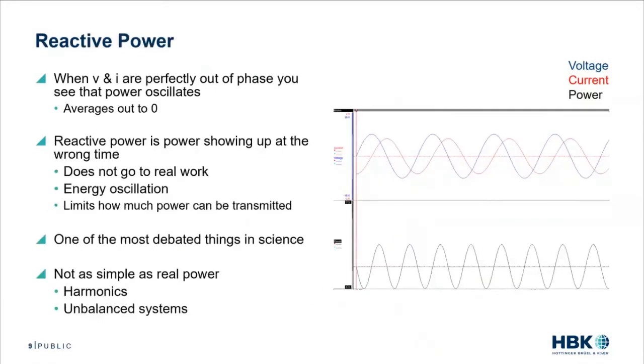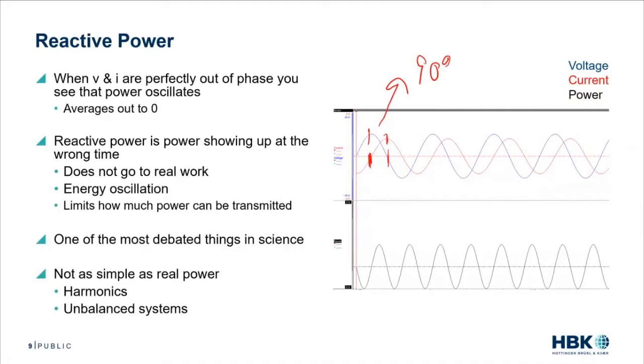So reactive power, what is it? Where does it come from? So we took an extreme example where we took our voltage and we aligned the voltage peak with the current zero and the current peak with the voltage zero. And this is actually a 90 degree phase shift. So we would call this perfectly out of phase. And now let's look at power.